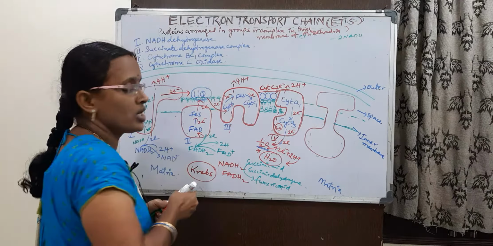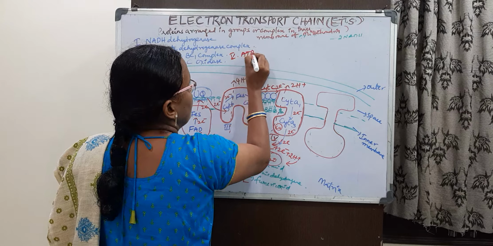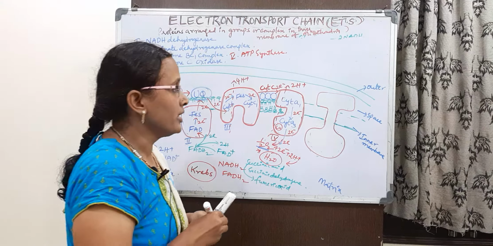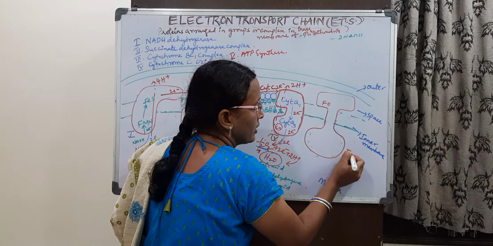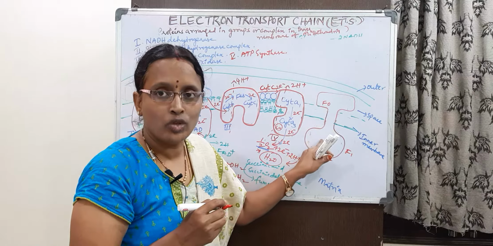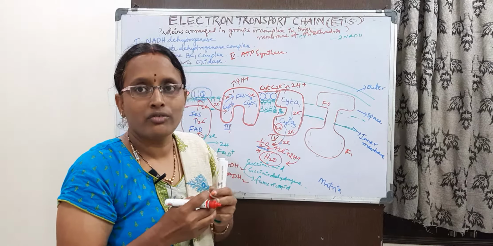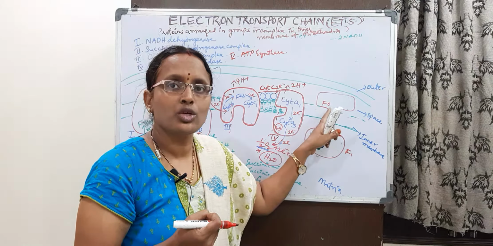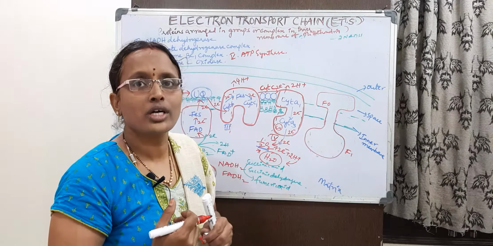That is our fifth complex, ATP synthase. It contains two proteins, F0 and F1. F0 is an embedded protein, present inside the layers of the membrane, whereas F1 is a peripheral protein, present towards the matrix.